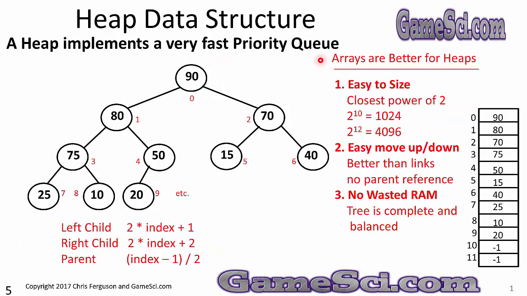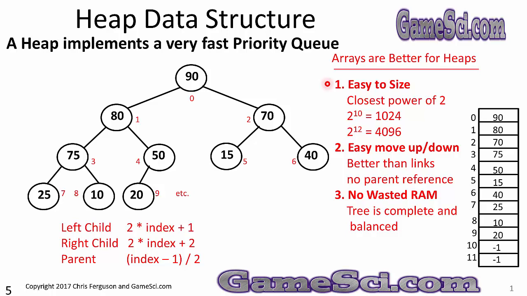Arrays are better for heaps. Mapping a heap binary tree to a one-dimensional array is actually the preferred way to do it. You don't need to, or even want to, implement a heap binary tree using references or pointers.